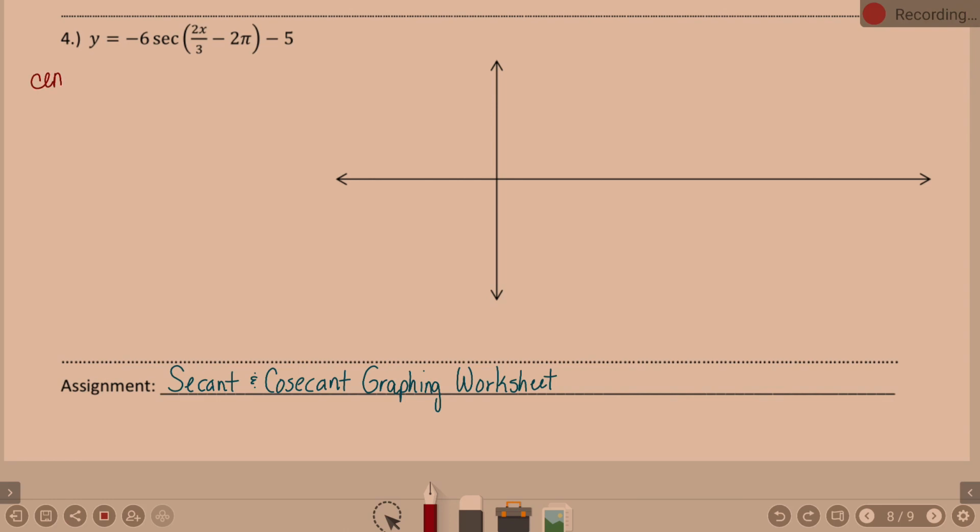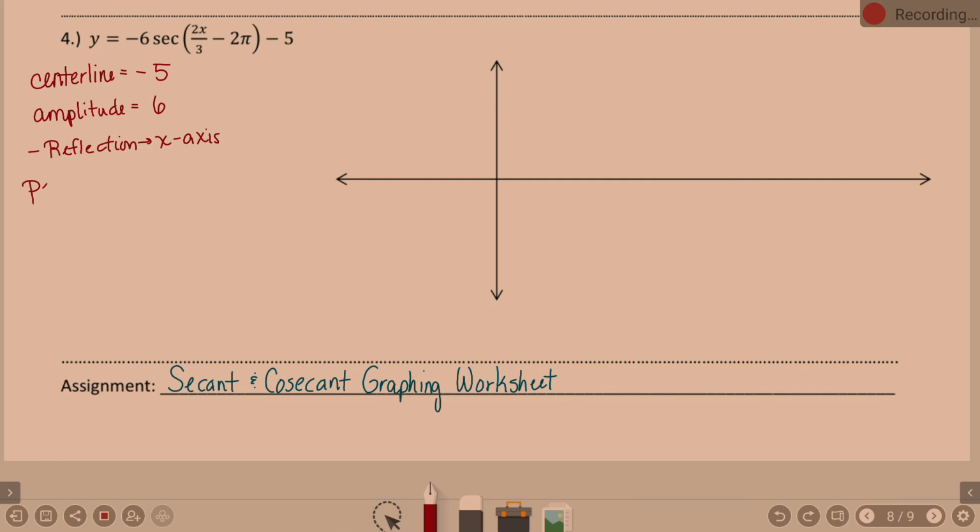Center line is -5. What's the amplitude? 6. And if you're going to tell me the amplitude is 6, what should we also probably talk about this moment? Because you just told me positive 6, as you should have. That negative means there is a reflection, and that's going to be a reflection across the x-axis. Okay.